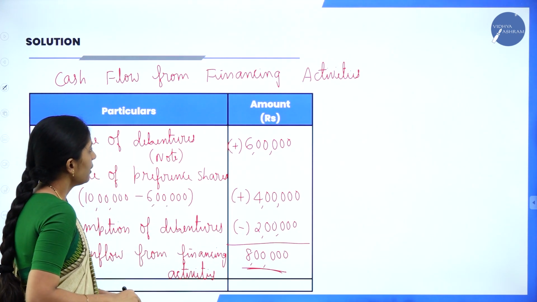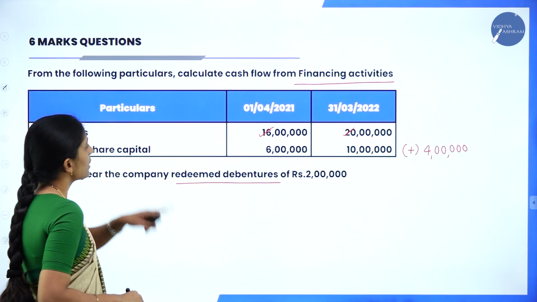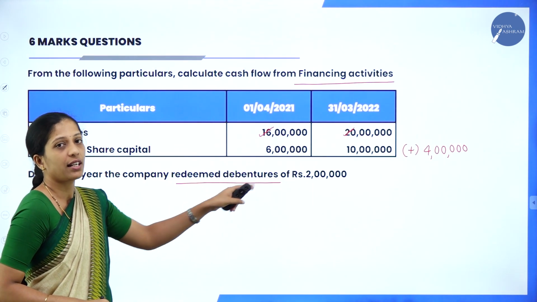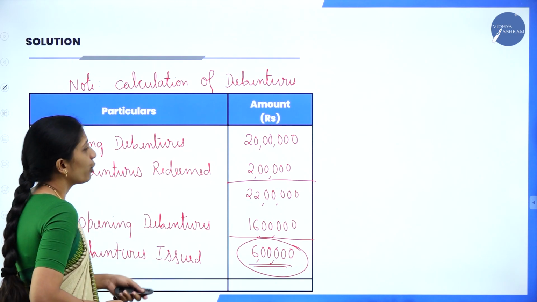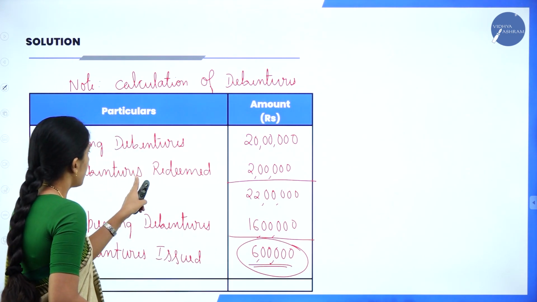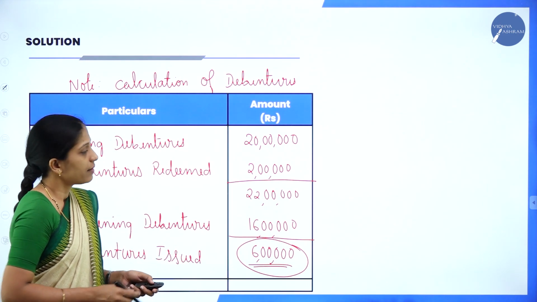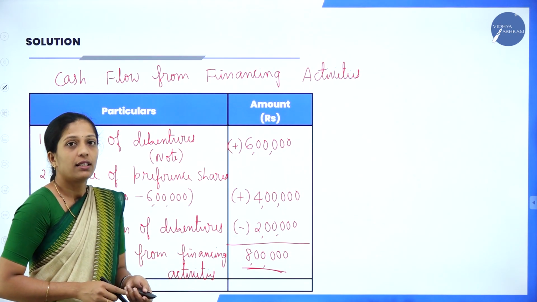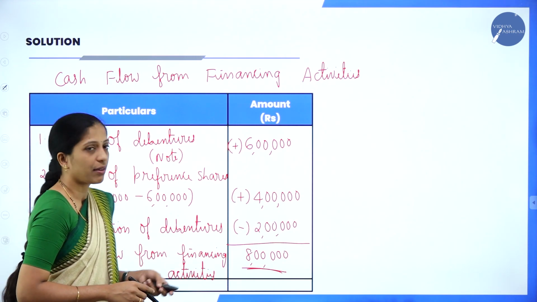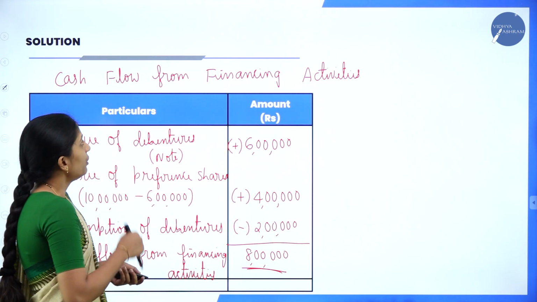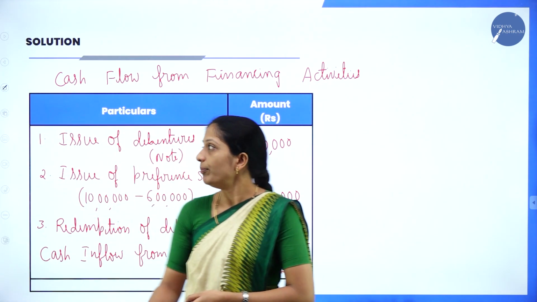So, hope you are clear. When you have debentures like this and the debentures are redeemed, you have to calculate like this: closing debentures plus debentures redeemed minus opening debentures. Then you will get the exact amount. That is how you will calculate. So, the cash inflow from financing activities is rupees 8 lakh. Now, moving on to the next problem.